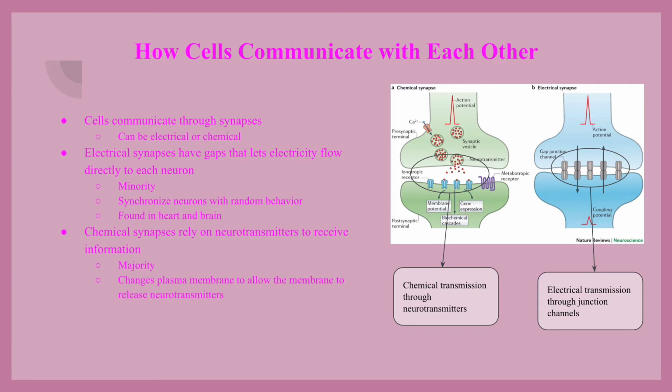And on side B, we see electrical synapses. Electrical synapses have gaps or channels that let electricity flow directly to each neuron. In image B, you can see the electrical transmission done through junction channels.